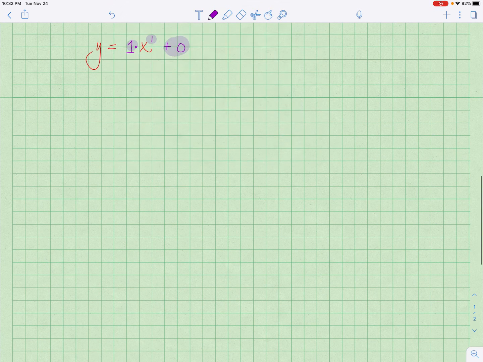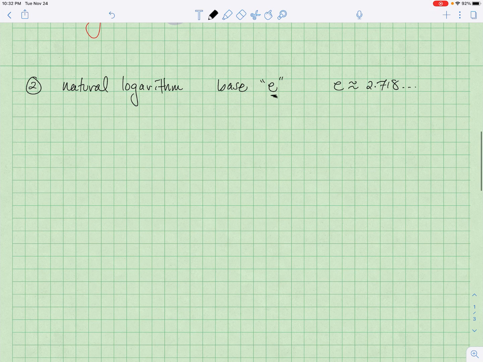The next one, number 2, is what's called the natural logarithm. And it has base e. And again, we've talked about e before. E is a number about 2.718. Ooh, that's a terrible 8. 2.718 and some change. This is a button on your calculator. And when we talk about the natural log, we're talking about log base e of x.